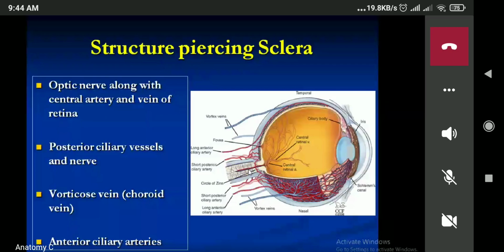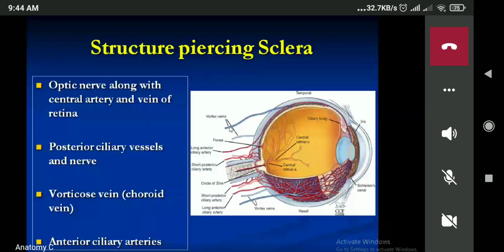Next one, we have the posterior ciliary artery and vein. This one is the posterior ciliary vessel, which will also pierce the sclera. The next, can you see the long one anteriorly? This is known as the anterior ciliary artery. This anterior ciliary artery will pierce the anterior part of the sclera. And next, we have the vein known as the vorticose vein, also known as the choroid vein. This choroid vein will also pierce the sclera.